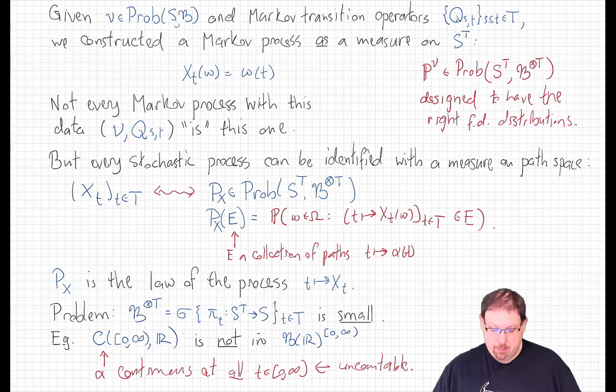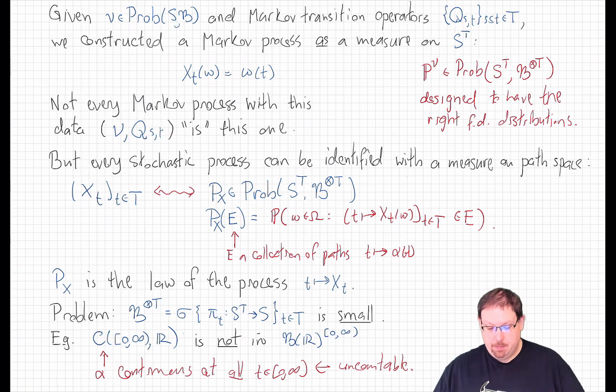That's a problem. We could cook up and ask whether the path is continuous at any particular point, but we can't ask whether the path is continuous everywhere. The set of continuous paths is just not in here when T is an uncountable set. So one solution would be to extend this sigma field to a larger one.